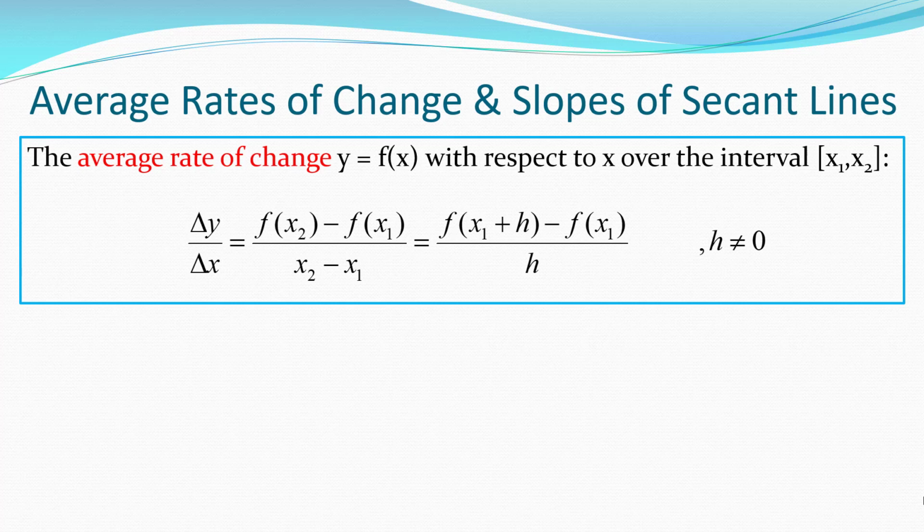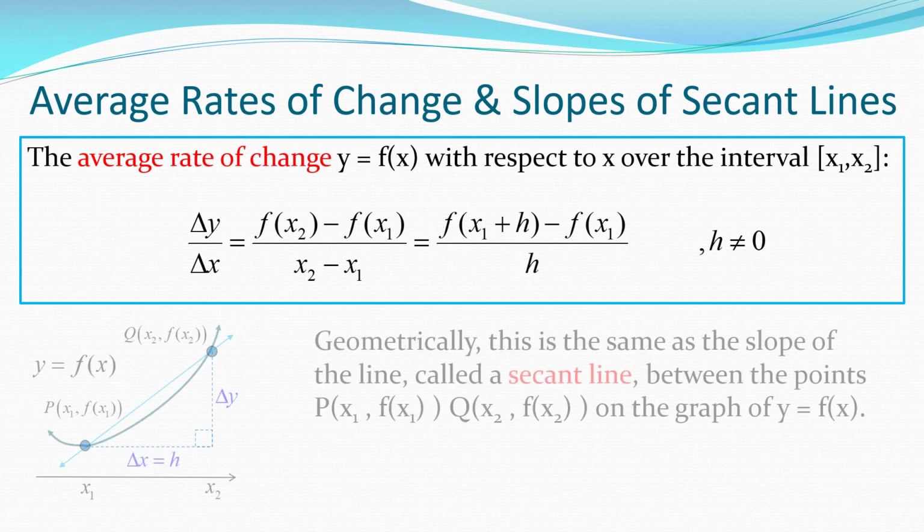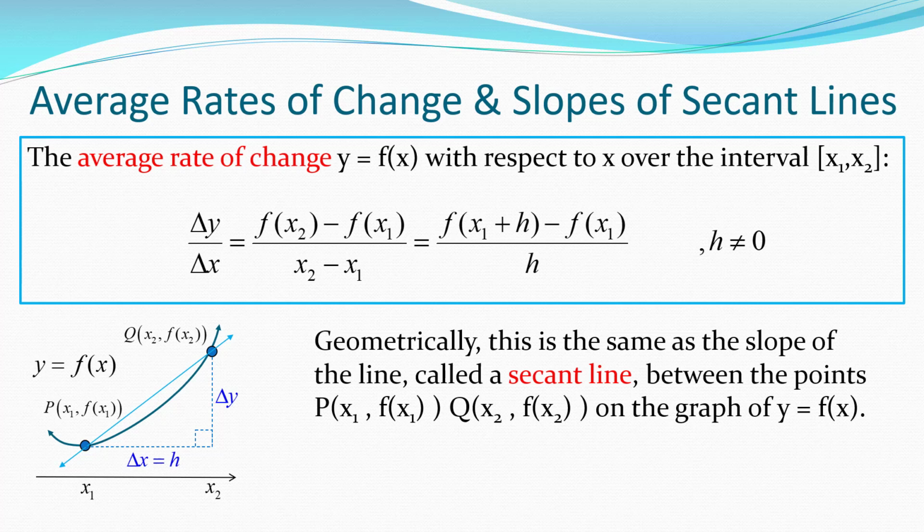Now, if you want to, you can also interpret the average rate of change geometrically as the slope of a secant line between 2 points on the graph of the function. The one point would be x sub 1 comma the function value at x sub 1, and the other point Q would be x sub 2, and the y coordinate would be the function value at x sub 2. We'll see that this connection between these two concepts, an algebraic concept and a geometric interpretation, is pretty useful in order to do a number of our problems.